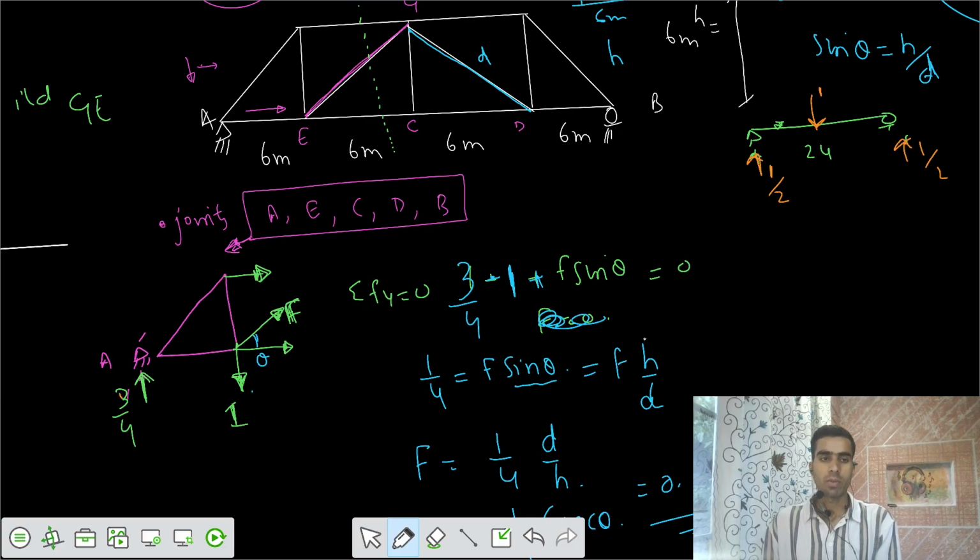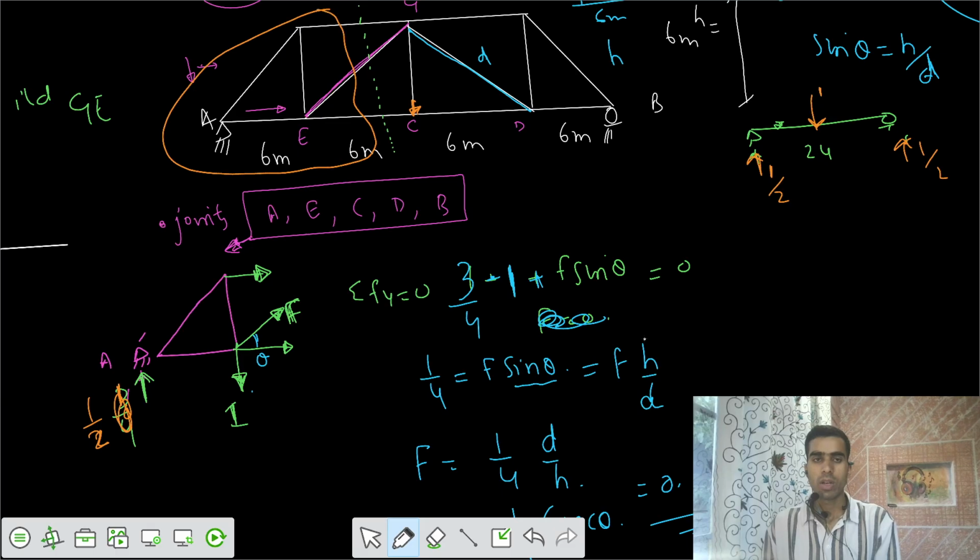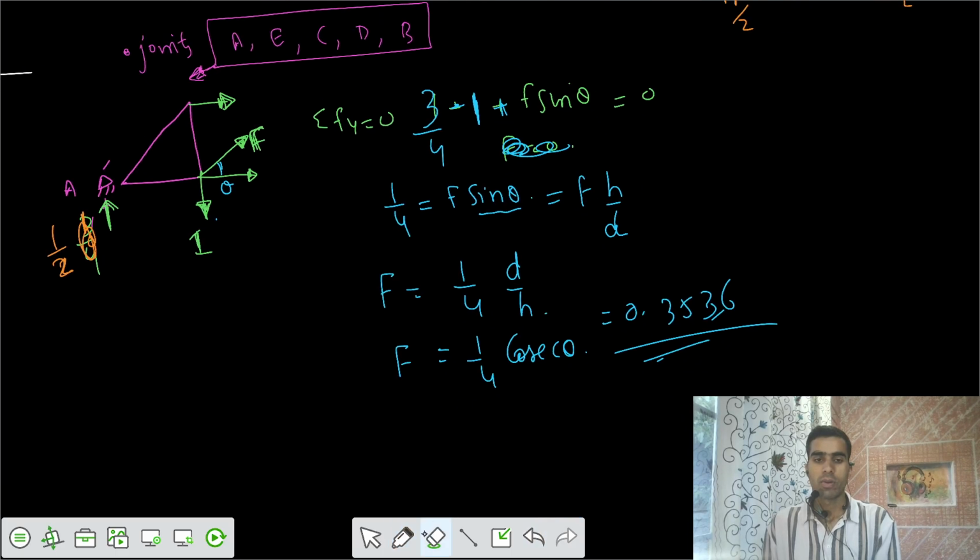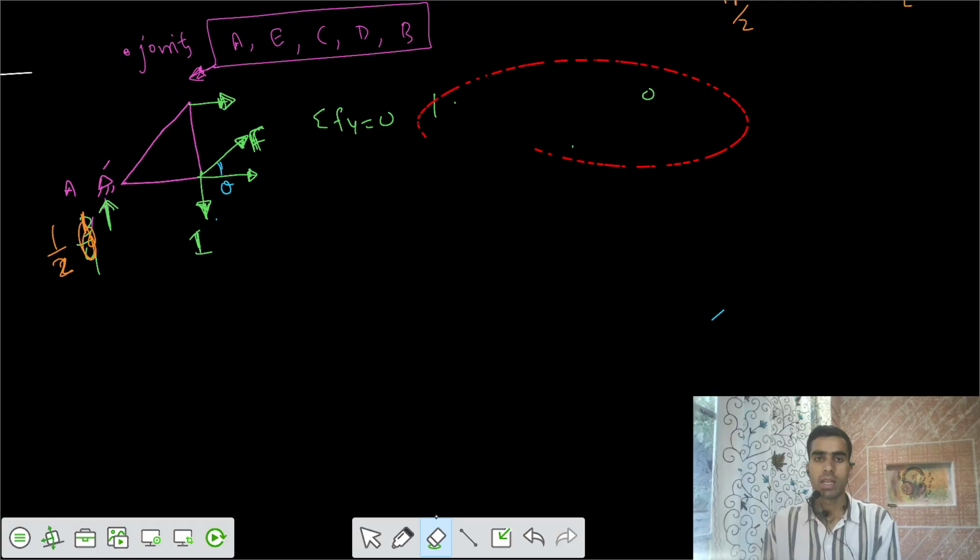If the reaction is 1 by 2 and I have to cut the section here, the load is beyond the cut, so there is no effect of this load in the calculations, because I am cutting the section only up to this part. Only reaction A is here, and there is a component of F along the vertical. So I have to balance those two only for this case. If I apply summation of forces in the y direction equal to 0, I have the reaction upwards 1 by 2 plus F sine theta.